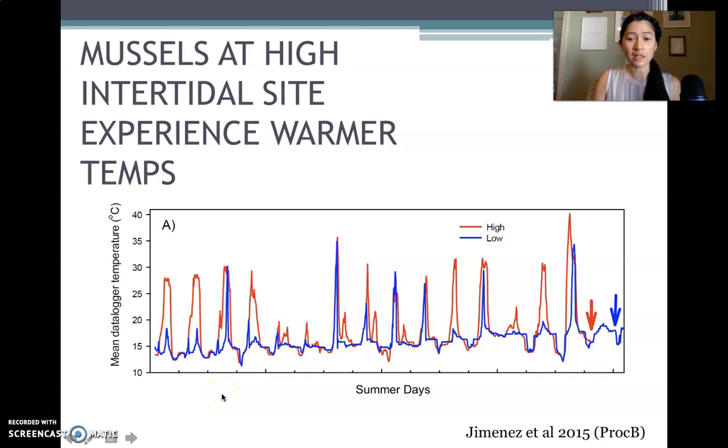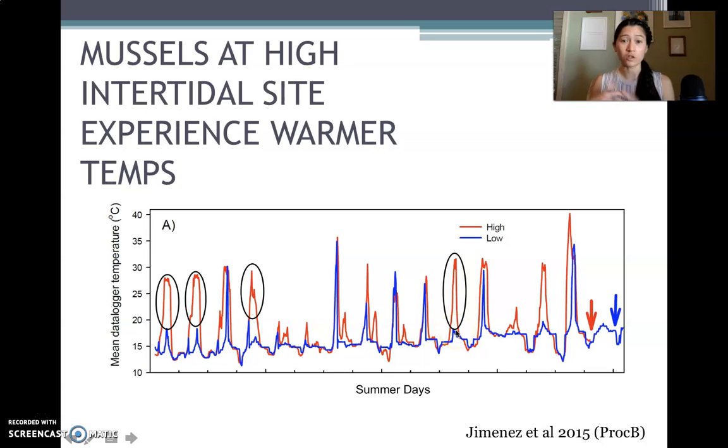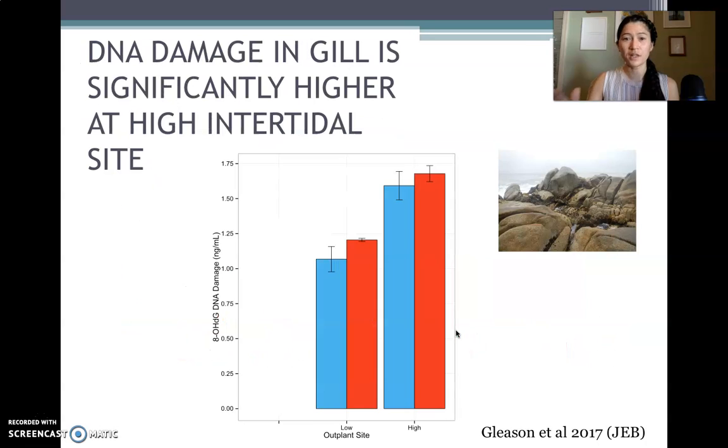And we can see that there are several days where there are these really huge differences where that high intertidal site reaches, here we're getting up to over 30 degrees C, whereas that low intertidal site doesn't even hit 20. So there are these huge, at least 10 degrees Celsius differences in temperature exposure between those two sites. That's a really big difference.